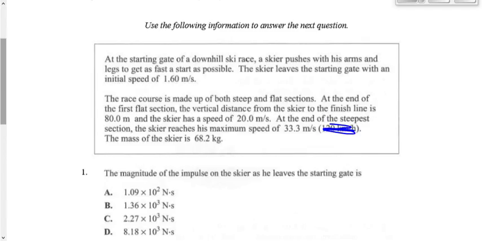I'm never going to use the kilometers per hour, so I might as well just cross it out. The mass of the skier is 68.2 kilograms. What's the magnitude of the impulse as he leaves the starting gate? It's important to recognize that, right? Because there's a couple different things happening here: leaving the starting gate, flat section, steep section. Okay, we want to analyze leaving the starting gate.